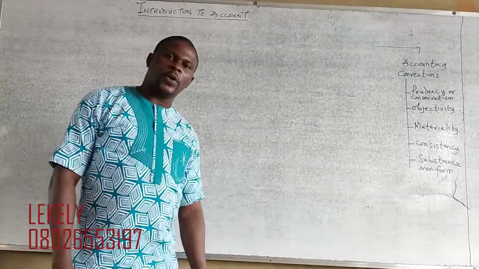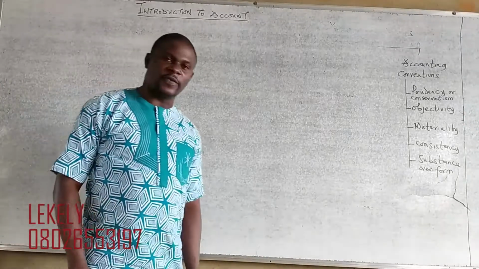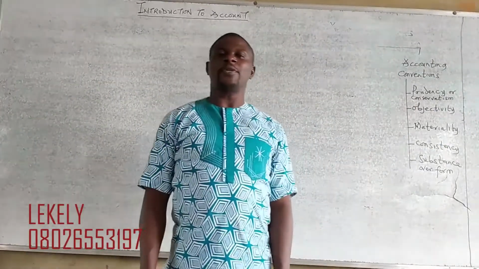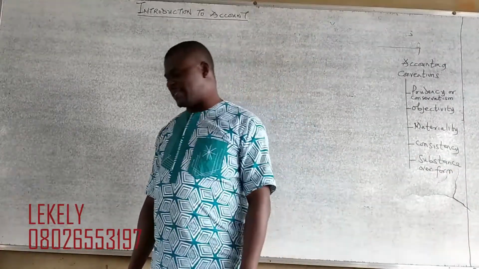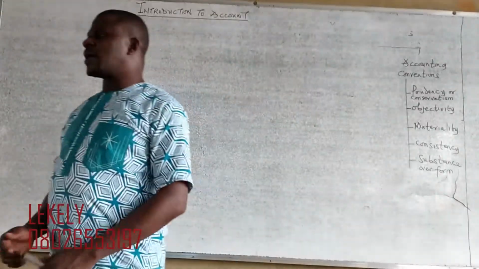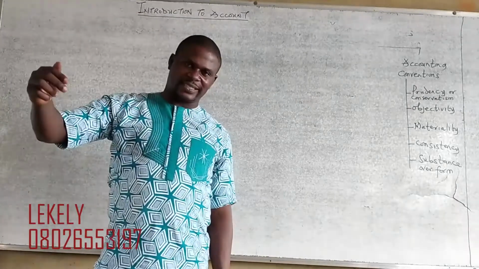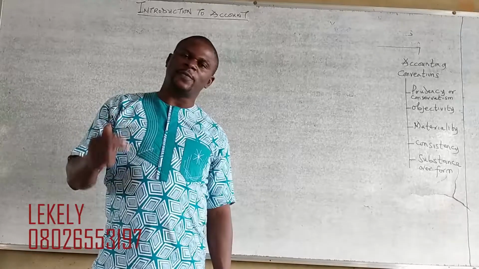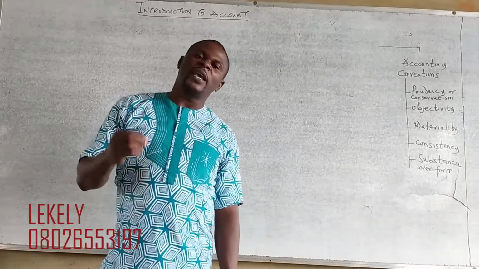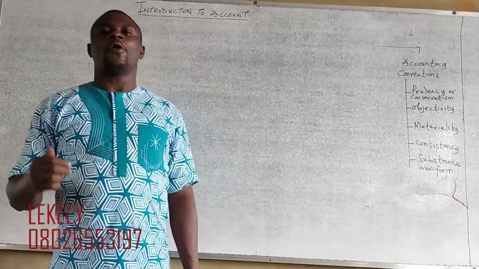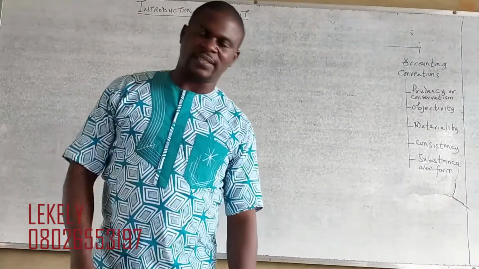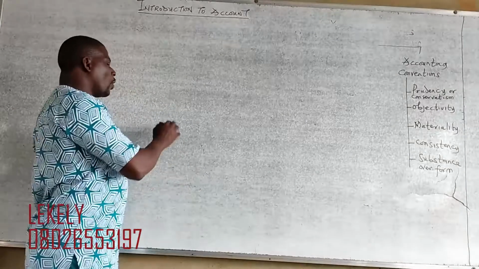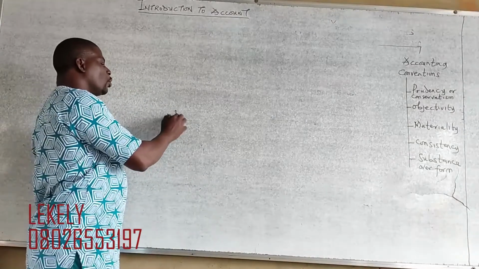Okay, quickly we want to look at accounting conventions. Now the first one is prudency or conservatism. What prudency or conservatism is saying is that don't anticipate profits as a business. That is, businesses are not expected to anticipate profit, but make provision for possible losses that can occur. That is, as a business, you should underestimate your income.